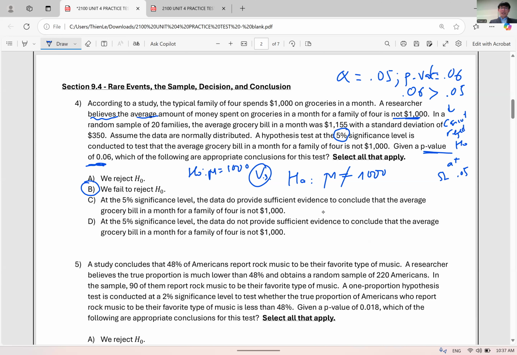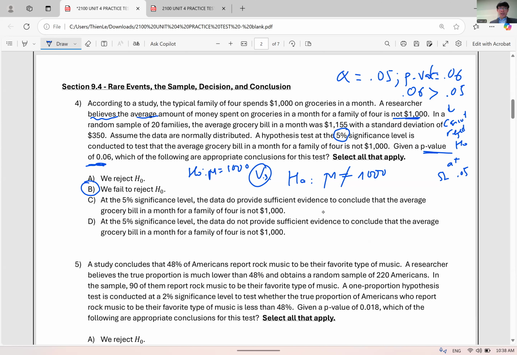If the data do provide sufficient evidence to conclude, then you support the alternative. So in C, you support the alternative and reject H naught, which shouldn't be right, because here we cannot reject H naught. So we cannot conclude HA. Here we fail to reject H naught, so C shouldn't be the choice.